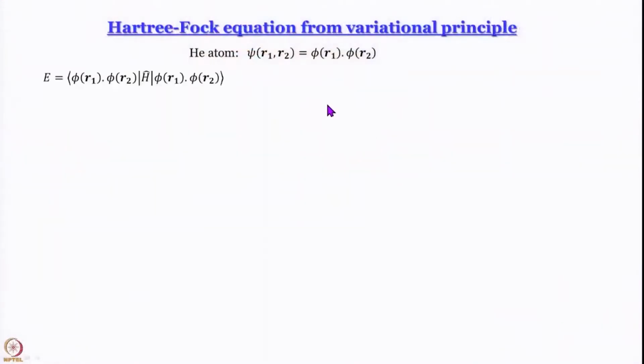How? You start with this trial wave function. Then you define energy. What is energy? It is the expectation value: integral of phi(r1) star phi(r2) star, left multiplying the Hamiltonian operating on phi(r1) phi(r2), over all function space. What is the Hamiltonian? We know what the Hamiltonian is in atomic units. Let us plug in this expression for the Hamiltonian in the expression for energy and see what we get. How many terms will we get? 1, 2, 3, 4, 5.